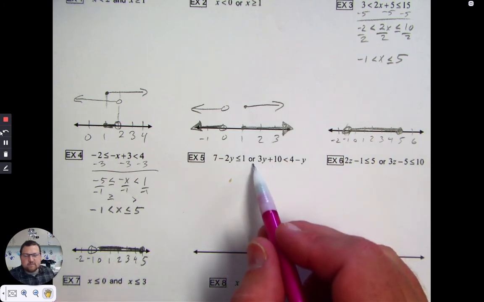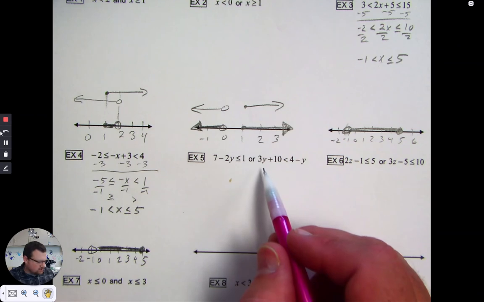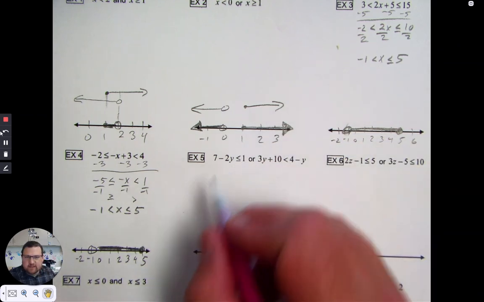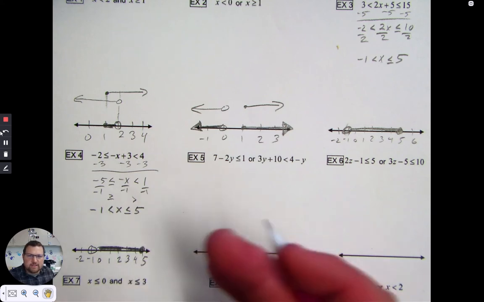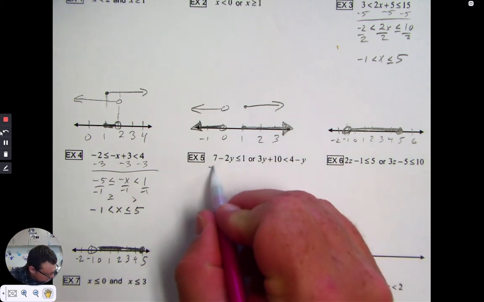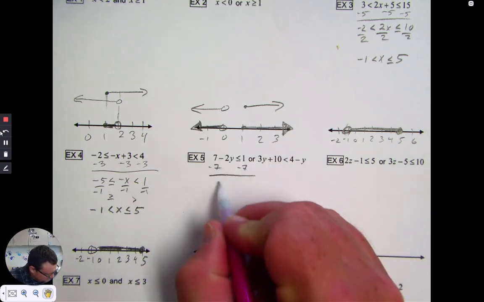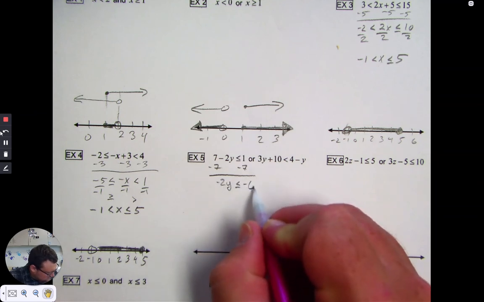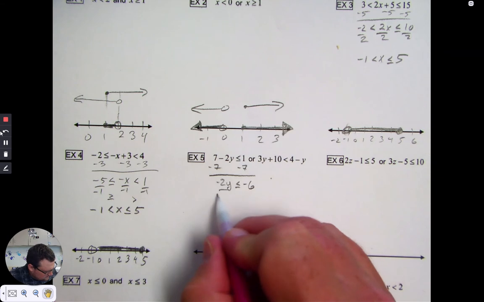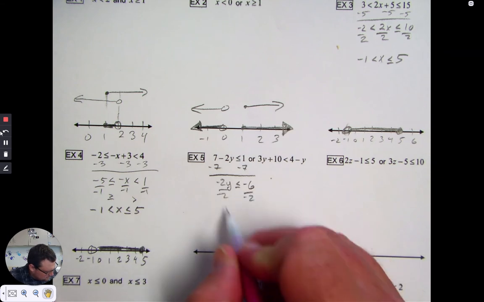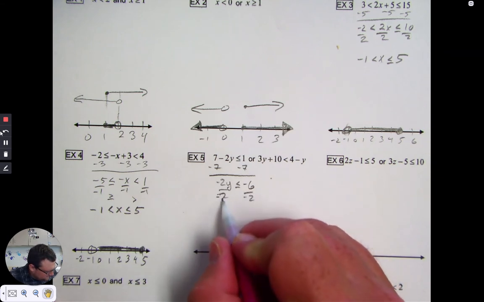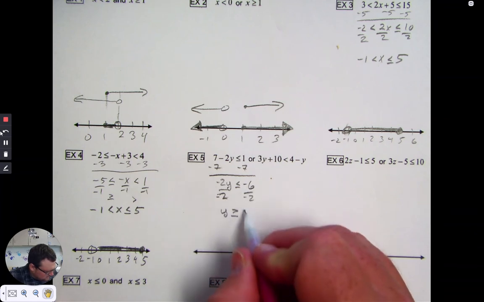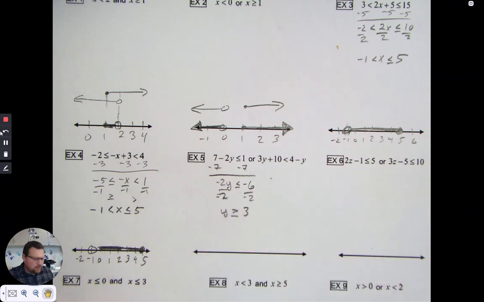Here we have an OR statement, so we solve each one independently of each other, and then we graph each independently of each other. And then anywhere that it covers on either one is a solution. So we're going to subtract 7. -2y is less than or equal to -6. Divide both sides by -2. And that's y is greater than or equal to, negative divided by a negative is a +3.